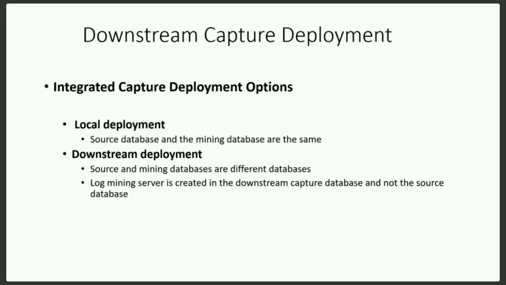Or what they're doing, because this mining database doesn't really contain any data, it just has a control file and it's just receiving the log files shipped from the primary database or the source. It doesn't have any real data, so the footprint is pretty small. So you can create a separate database just to run the log mining server engine, which is your downstream capture database. So the difference between local deployment and downstream deployment is that the source and mining databases are different, and the log mining server is created in the downstream capture database as opposed to the source database.